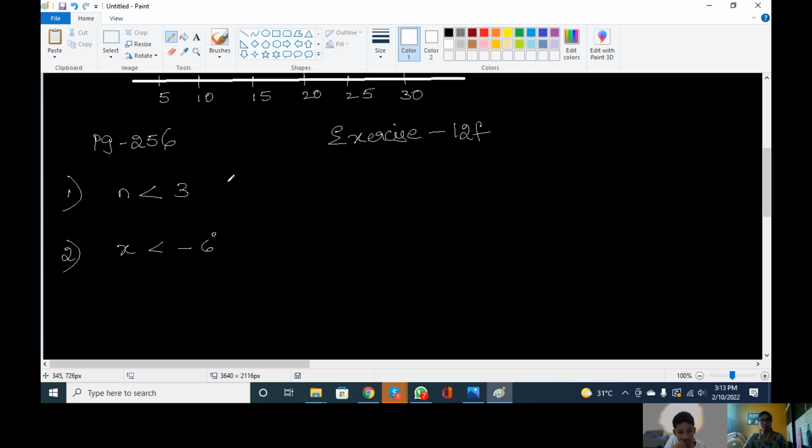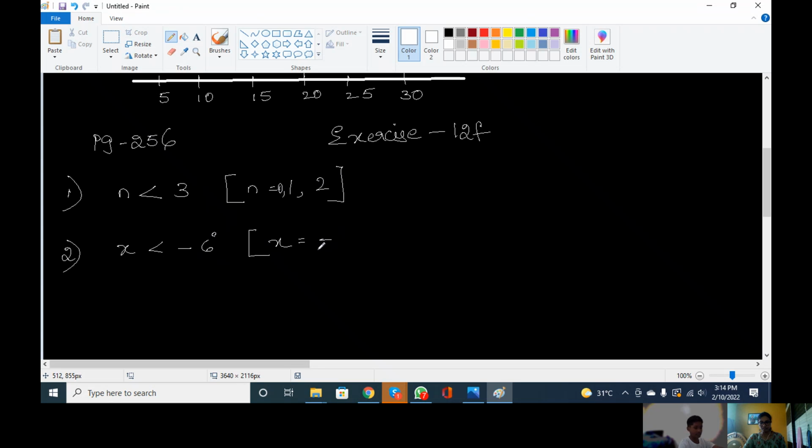If n is less than 3, what are the n values here? n is equal to 0, 1, 2. If x is less than negative 6 degrees, what are the x values here? x should be less than negative 6 degrees. So it will be -5, -4, -3, -2, -1, and 0? x value should be less than negative 6 degrees.